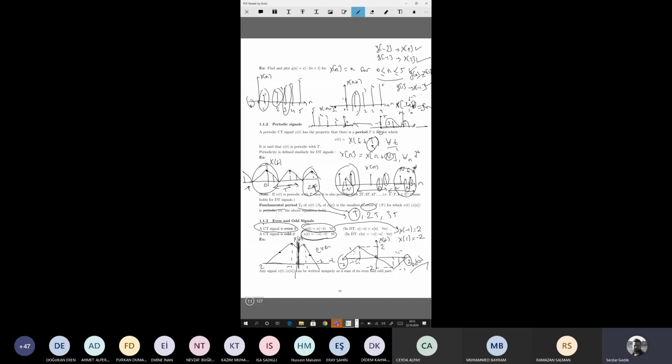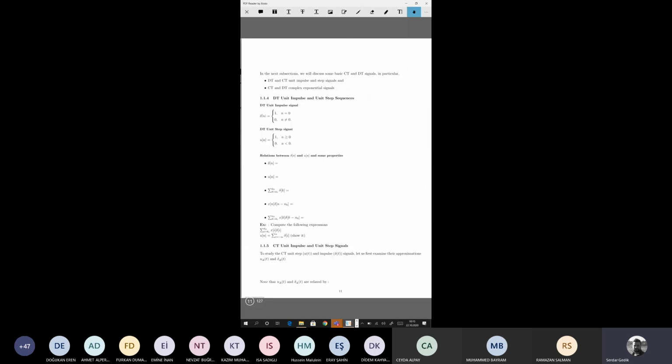The same idea actually holds for discrete time signals. Here you see the same formulation. For all n, x of -n is equal to x of n if it is even. X of n is equal to minus x of -n if it is odd.